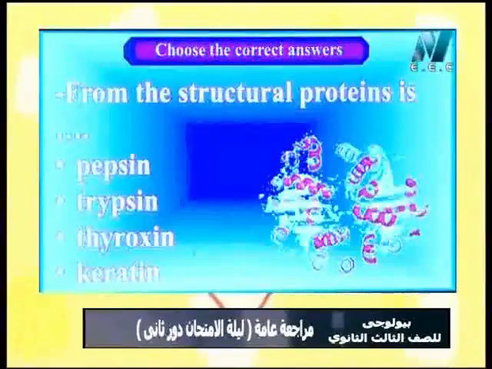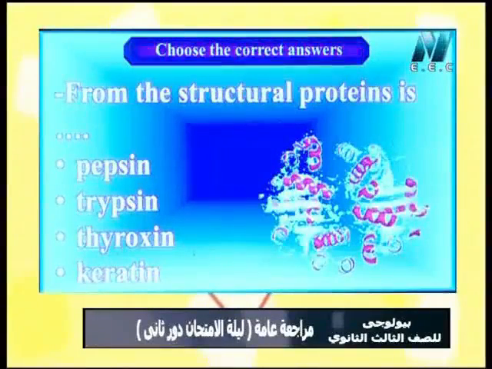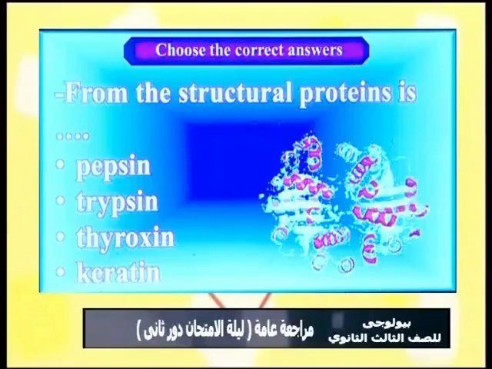The next question says: from the structure of protein is ... pepsin, trypsin, thyroxine, keratin. We said that proteins are of two types, regulatory protein and structural protein. When I say structural protein, it gets into the structure of the body tissues or the body organs. But pepsin acts as an enzyme, and trypsin is an enzyme. Both of them are regulatory proteins.